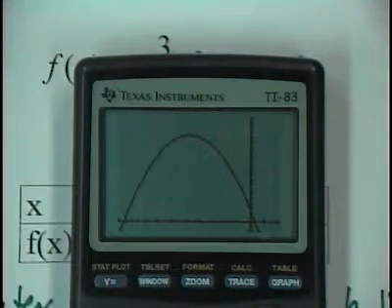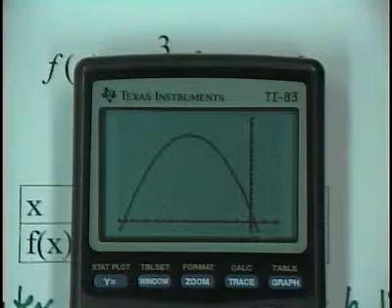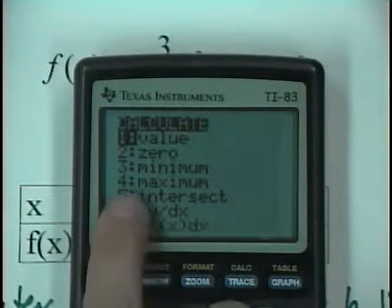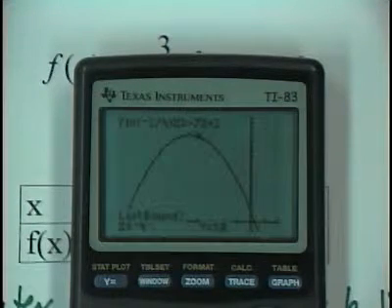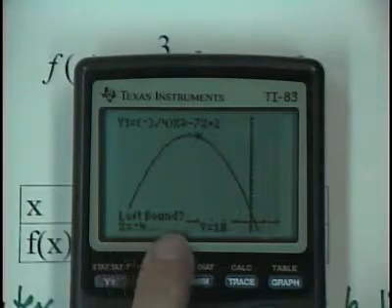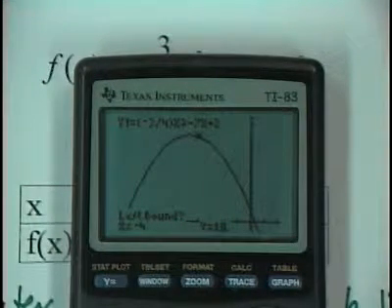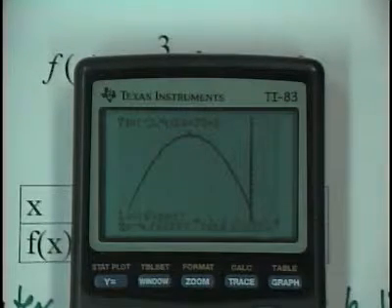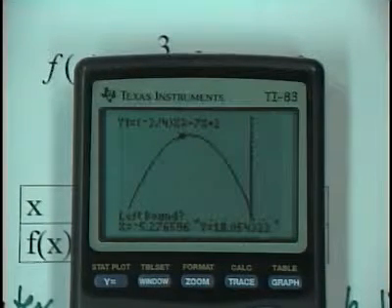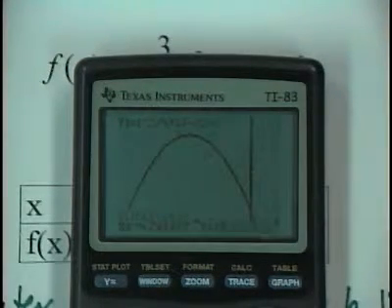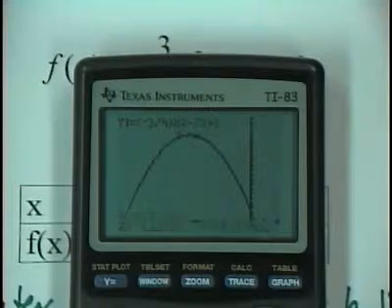Another option you might use to find a vertex of a parabola is an option called maximum or minimum, in this case maximum. It's found under calc, so we'll push second calc and choose option 4, which is called maximum. The calculator is asking for you to enter a left bound of the maximum point. So using your arrow key, move to the left of the vertex and push enter. Now it would like a right bound, so using your arrow key, move to the right and push enter.